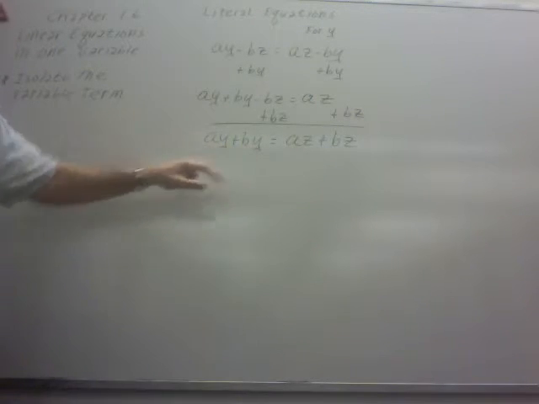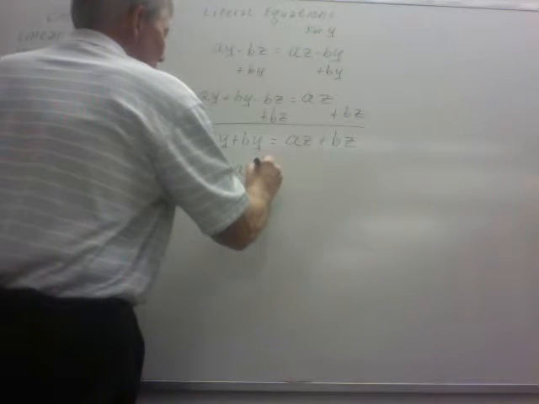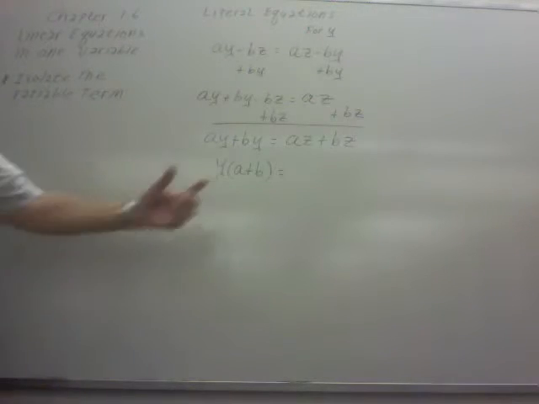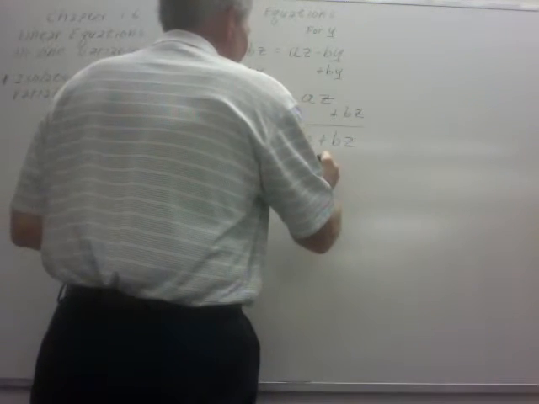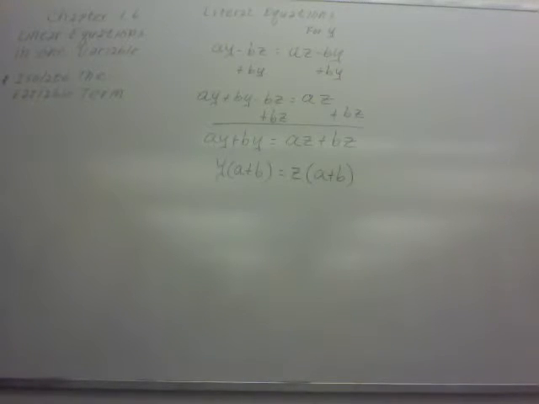My greatest common factor here is y. When I factor out a y, I'm left with a plus b. Over here, my greatest common factor is z. When I factor out a z, I'm left with a plus b. Is everybody good?